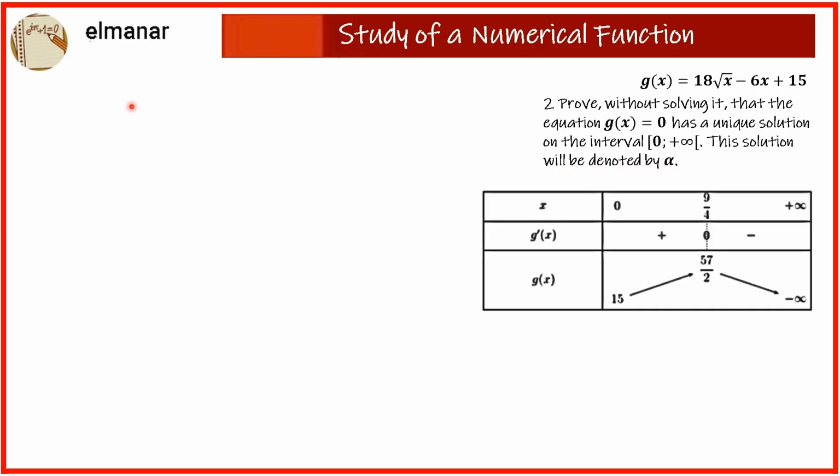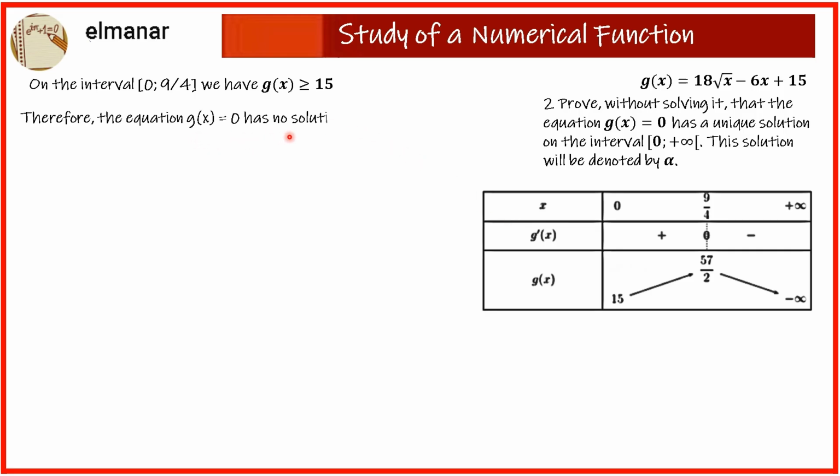Study on the interval from 0 to 9/4. On the closed interval from 0 to 9/4, we observe that the function g is always greater than or equal to 15. If, for every x in a given interval, the function g of x remains strictly greater than 0, then the equation g of x equals 0 cannot have any solution on that interval. Conclusion. The equation therefore has no solution on the interval from 0 to 9/4.